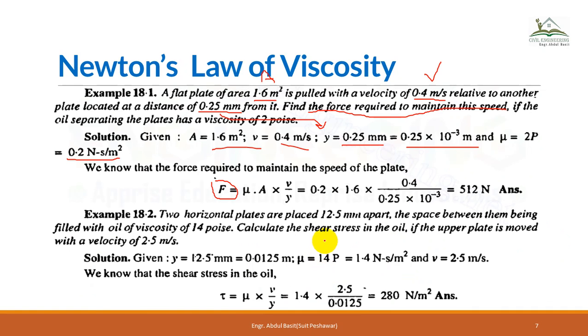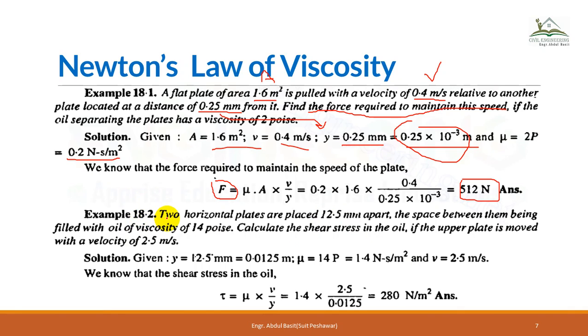So here it is. By putting the values, mu is equal to 0.2, 1.6 is the area, and velocity is 0.4 from here. And 0.25 multiplied by 10 raised to power minus 3 is after the conversion of y to meters. This is the distance between the layers, in meters. So putting all the values, you will get the force in newtons. This is quite simple, no need to discuss it further.